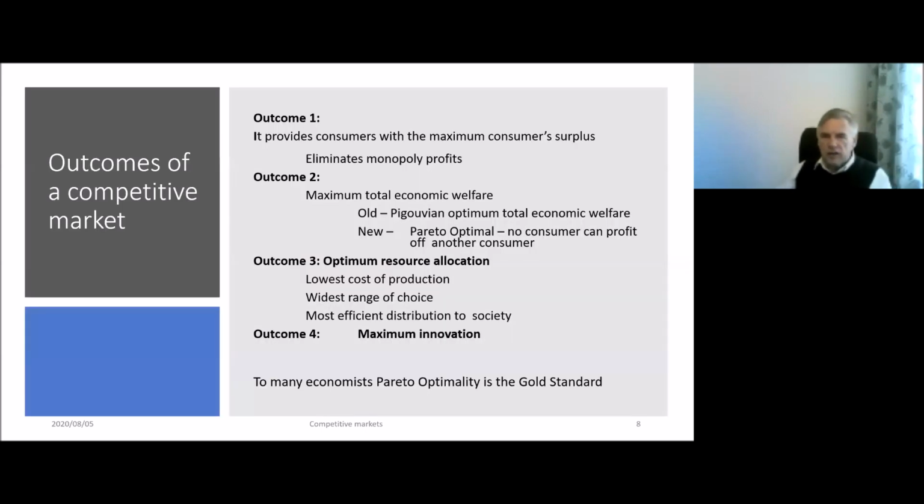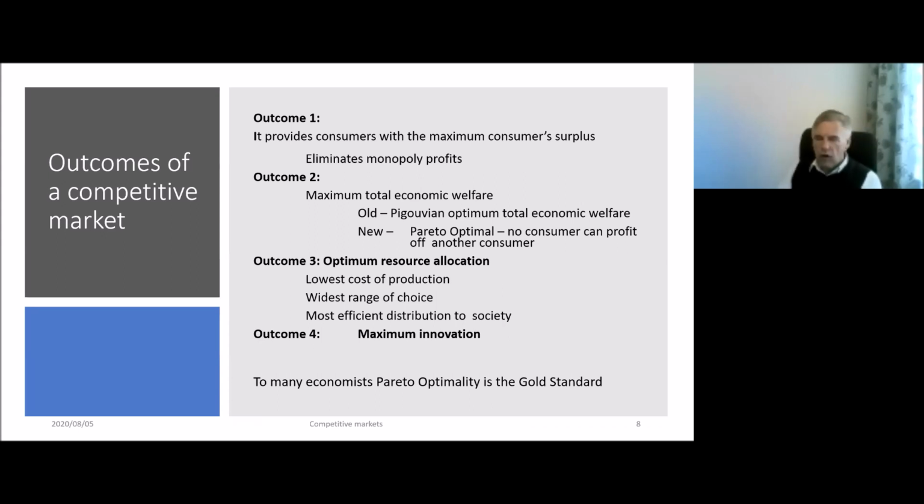So we can summarize the outcomes from a competitive market. First outcome is it provides the consumers with a maximum consumer surplus, that yellow triangle. Now, some people would prefer not to get all of these technical concepts such as consumer surplus. And so to give it the easiest possible way, it eliminates monopoly profits.